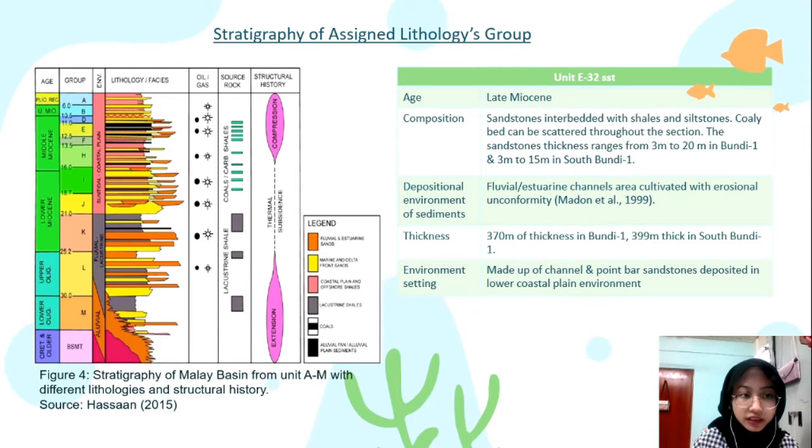So on the left side of the slide is the stratigraphy of the Malay Basin from unit A to M with different lithologies and structural history, while our group has been assigned unit E32 sandstone, with the age of late Miocene, composed of sandstone interbedded with shales and siltstone. The depositional environment of the sediments is fluvial or estuarine channels truncated with erosional unconformity, while the thickness is 370 meters in Bundi 1 and 399 meters in South Bundi 1. The environment setting is made up of channel and point bar sandstones deposited in a lower coastal plain environment.